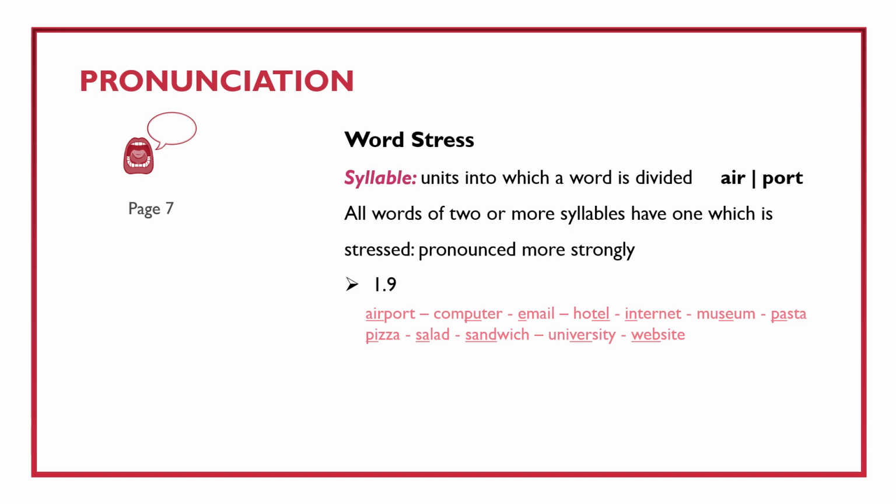So if I want to test if I have done it right or not, I can just move the stress and see what happens. Let's take the word airport again. If I try to pronounce the second syllable more strongly, this is what happens. Airport. But as you see, it doesn't sound right. So that means the stress should not be on the second syllable, but on the first syllable.